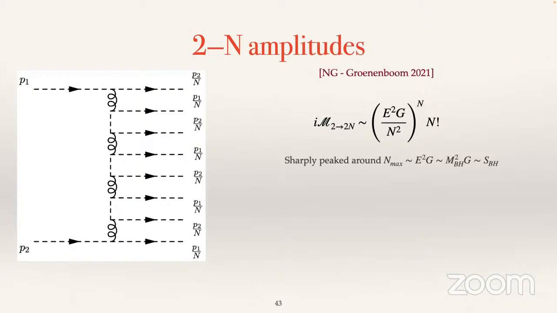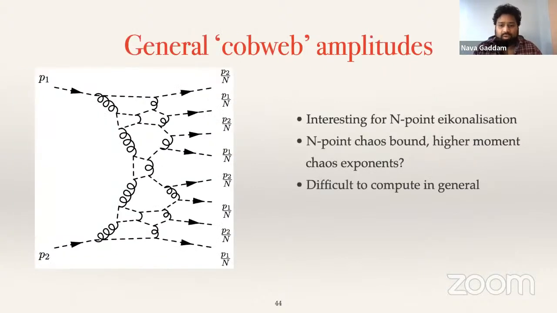And of course, just like we did by computing subleading corrections to the 2 to 2 eikonal, you could in principle ask what the general corrections are that are allowed in my theory, where I have 2 to n amplitudes. And this is what I like to call a cobweb amplitude, where you can have arbitrarily many virtual graviton exchanges between any two external legs. And this might be interesting for n-point eikonalization.